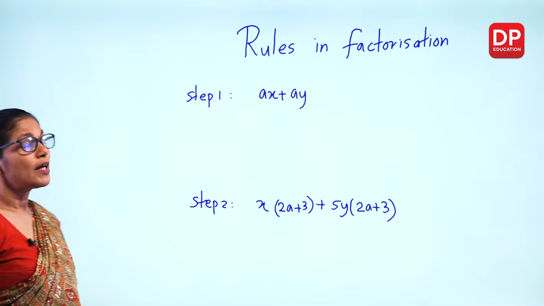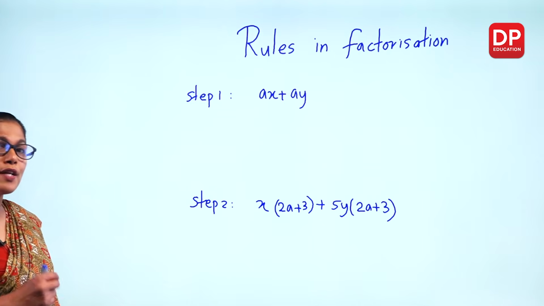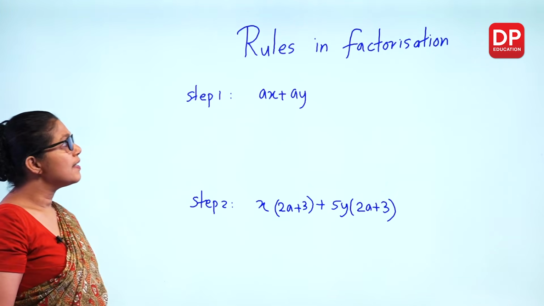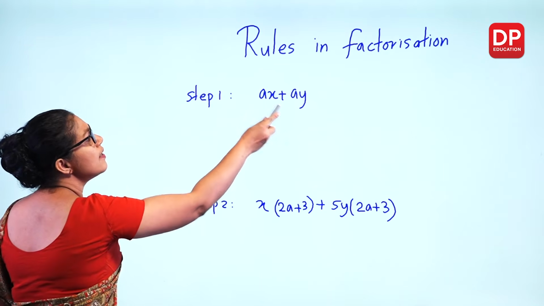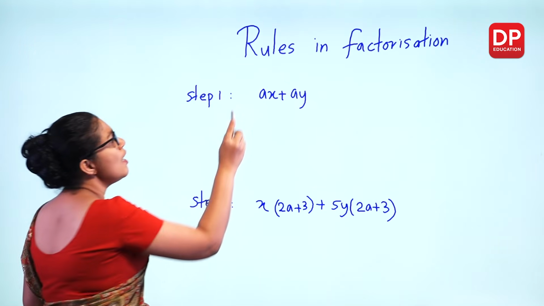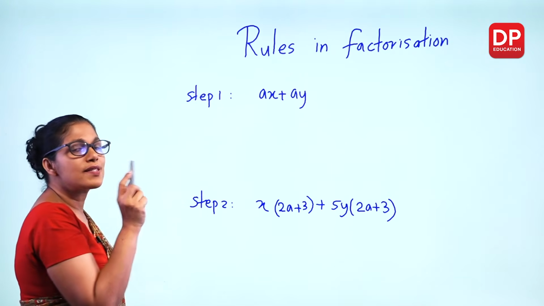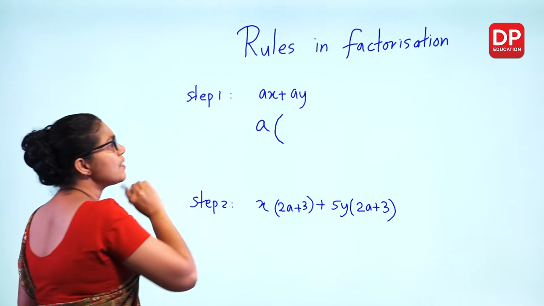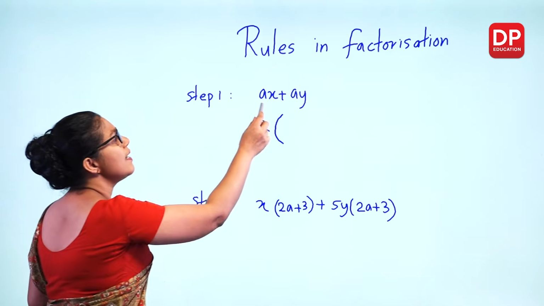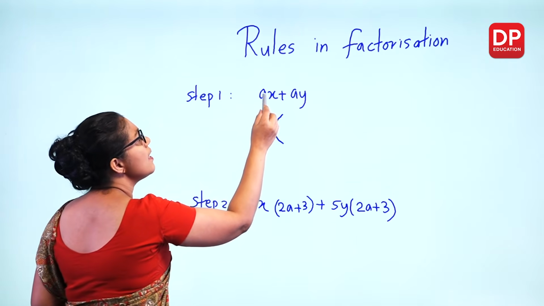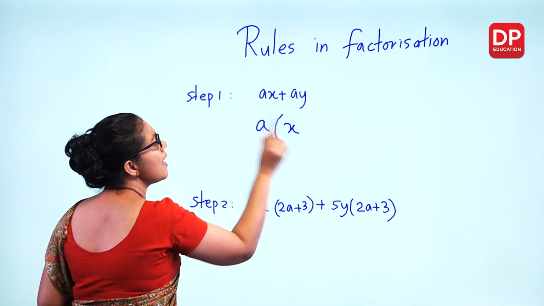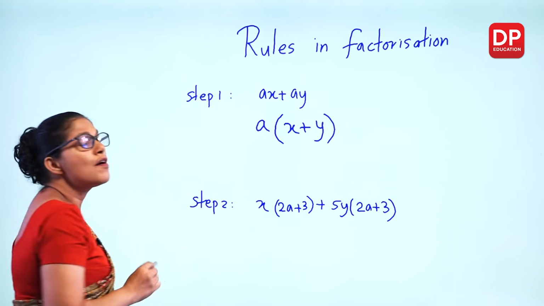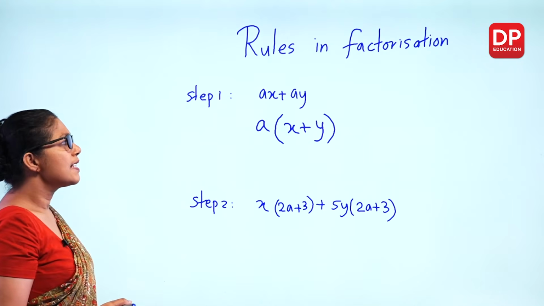Now we'll see what are the rules in factorization. So in factorization, you have to take the common terms out. Now look at the first example. So here simple one is given. Look at carefully and write down what the common factor is. I can see A is common and you can take it out and write down the remaining letters inside the bracket. So here when you take A out, what's remaining? I can write X, I can write Y here. So these are the factors of AX plus AY.